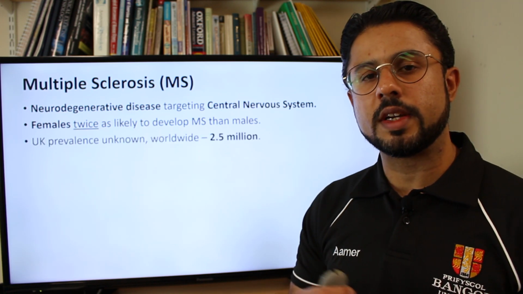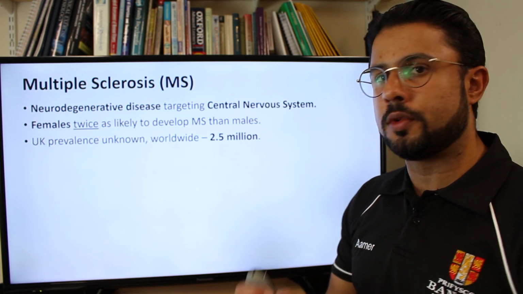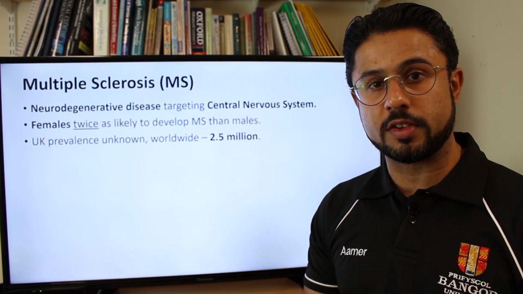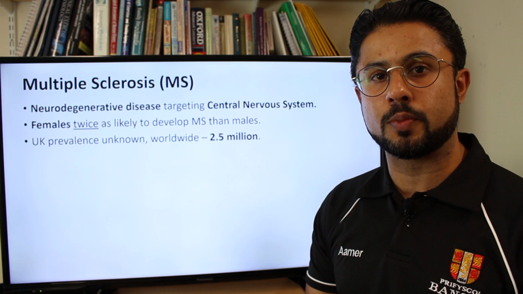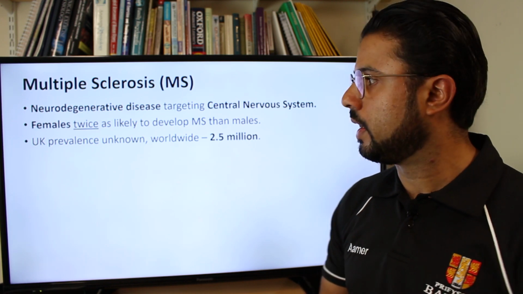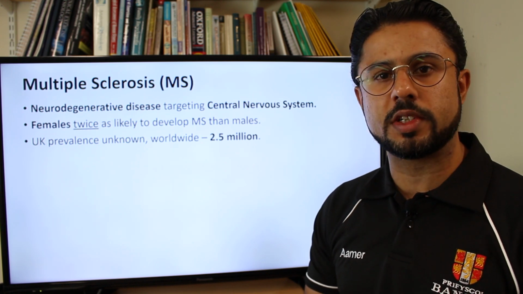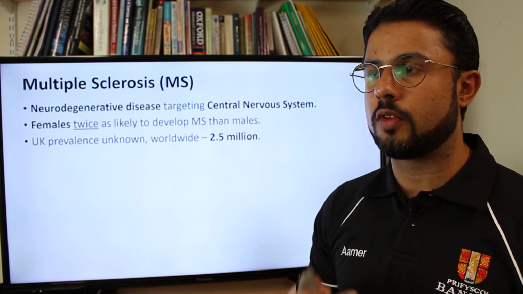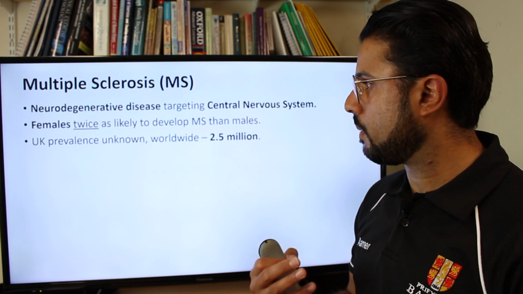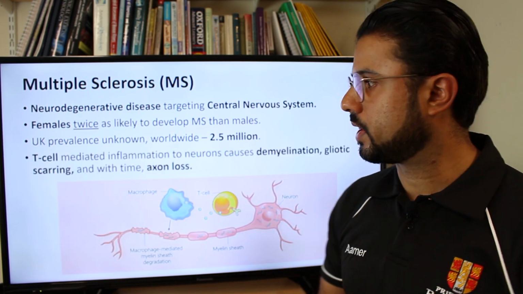The prevalence in the United Kingdom is unknown, but what we do know is that there is a prevalence of about 2.5 million individuals worldwide, so it is a major clinical condition, a chronic condition that causes considerable disability. So if you are involved in rehabilitation, then it's very important to know about multiple sclerosis.